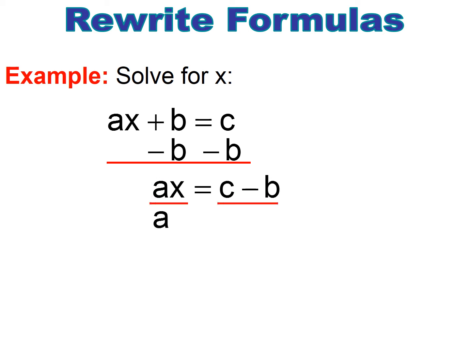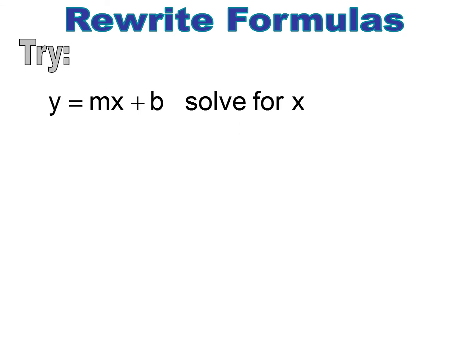But be careful, because when you're dividing by a, you need to make sure you divide the entire side, the c minus b by the a. And how that's represented here is putting the line all the way across. So you're not just dividing one letter, you're dividing the whole expression c minus b by a. So this is our new formula for x. X would equal c minus b divided by a. Pause and try.